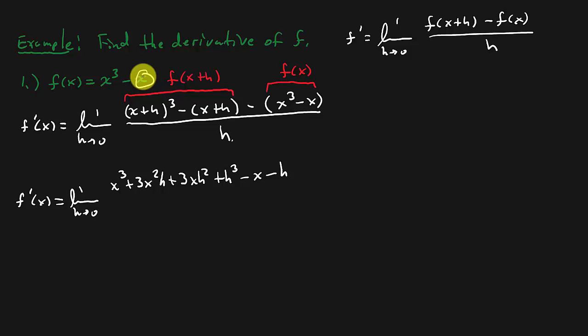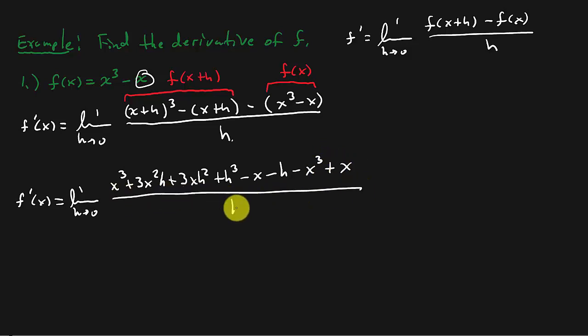Forgive me. Okay, and then I'm going to distribute the negative here. So that's minus x cubed minus, plus x. And that's all over h. All I did was clear the parentheses. So now let's combine like terms.